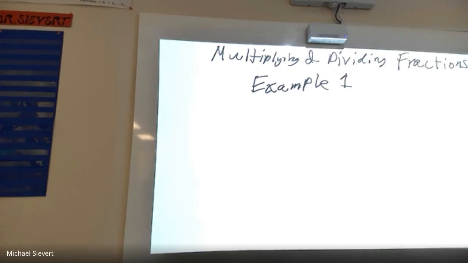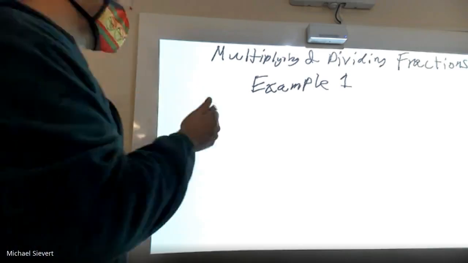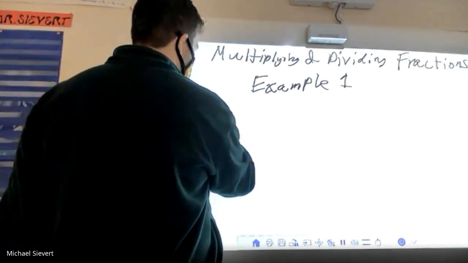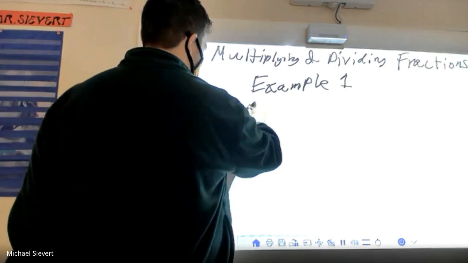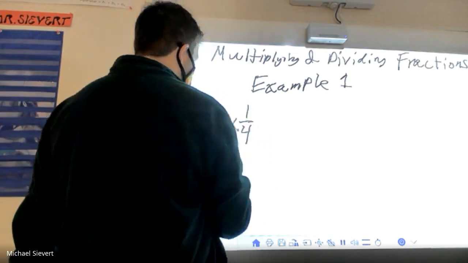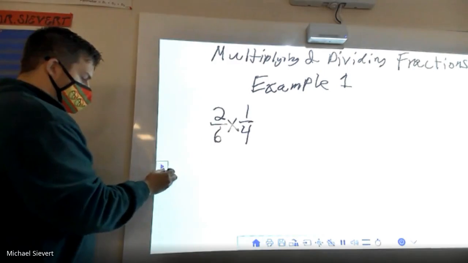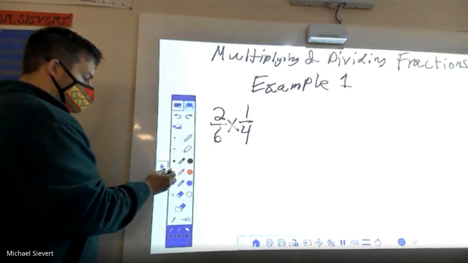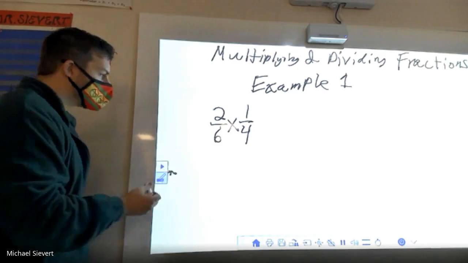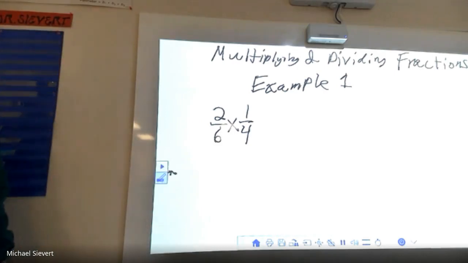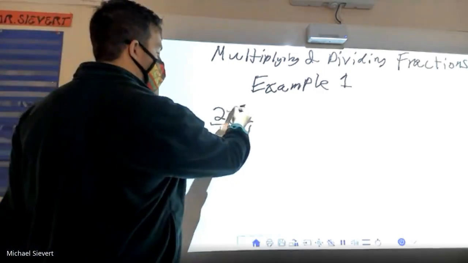So first example, we're gonna talk about 1 from your do now, because I like doing it that way. Let's go with 2/6 times 1/4. How do you multiply a fraction? Braylon? Top times top, bottom times bottom. Correct. So you're just gonna go to the right.